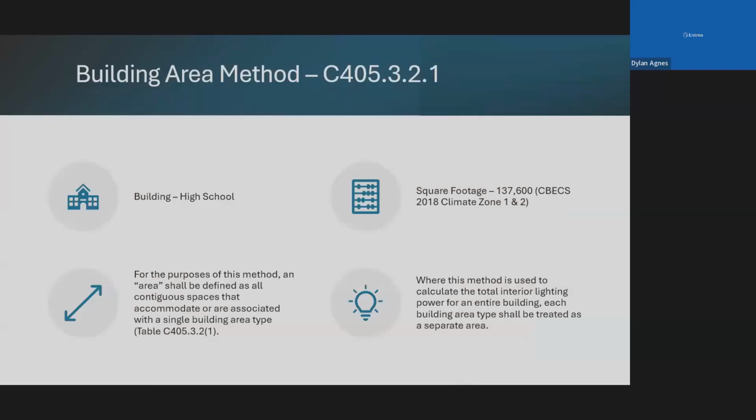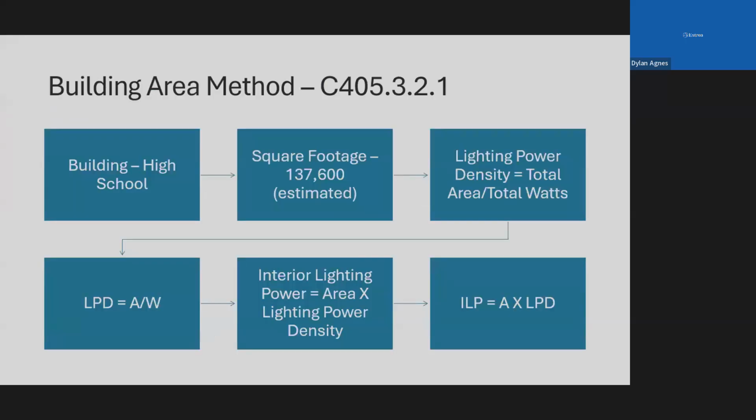So first I'm going to talk about the building area method. So like I said, we're going to do a high school. The one thing to note for the building area method is you can have multiple applicable area methods. An area shall be defined as all contiguous spaces that accommodate or associate with a single building area type. Contiguous means they're touching. And so what we're going to do here is we're going to look for our total interior lighting power by looking at our building area with the lighting power density requirement provided by code. So here's kind of a walkthrough of how to get to that equation.